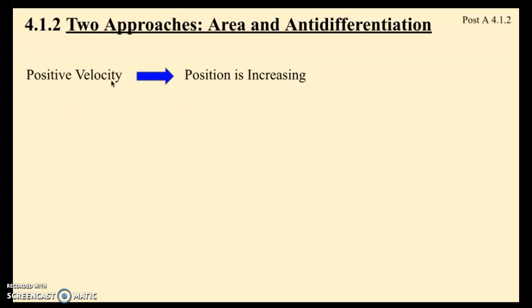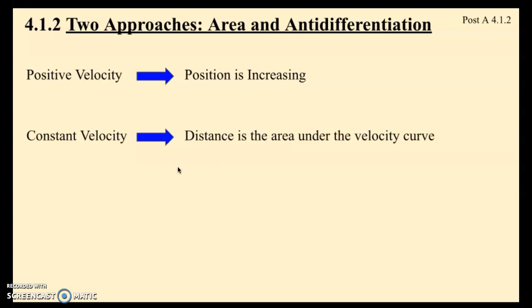So let's review a little bit. If we have a positive velocity, that means our position is going to be increasing. So with a positive velocity, imagine that in your mind right now. You have positive y values in the velocity curve. That means that the position is going to be increasing. So we're going to dig into some examples of negative velocity where the position is decreasing, but for right now we'll just keep it simple for you.